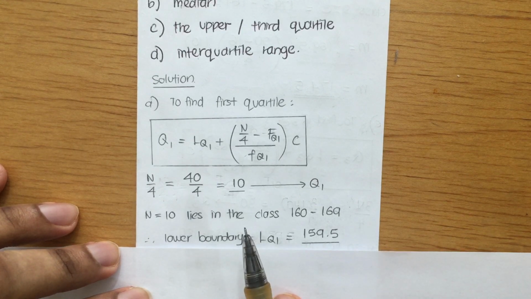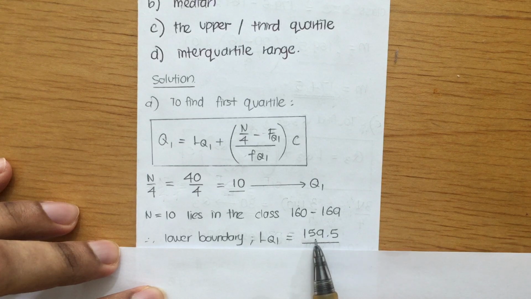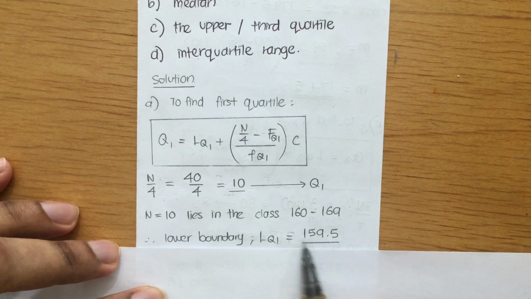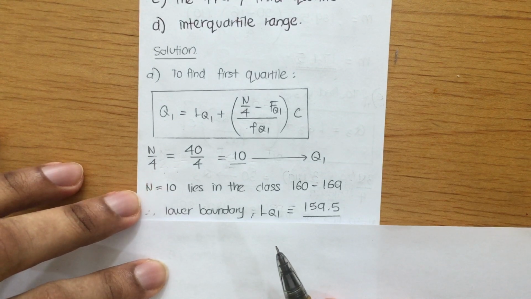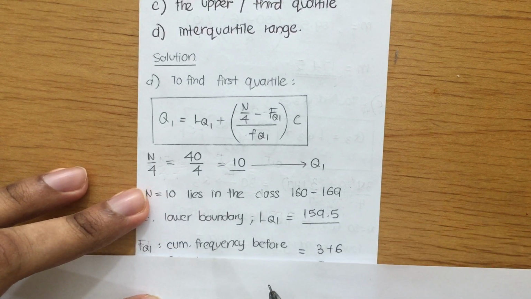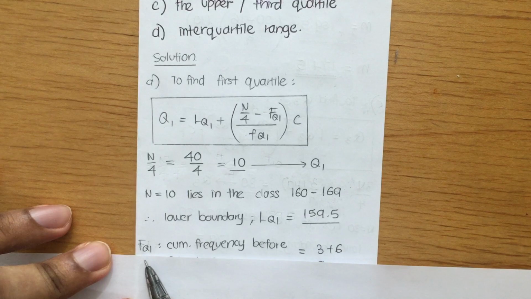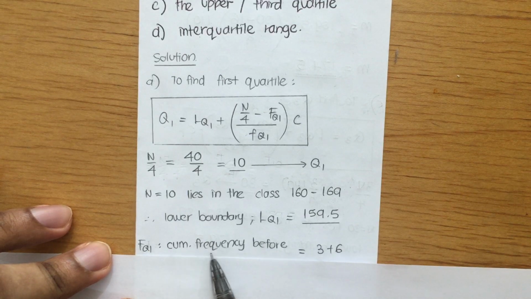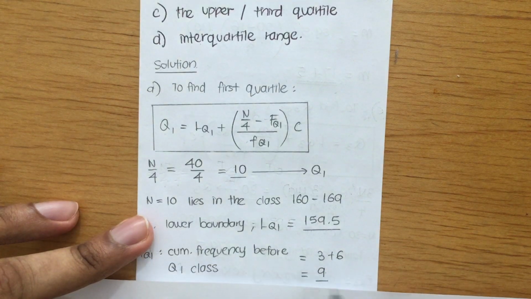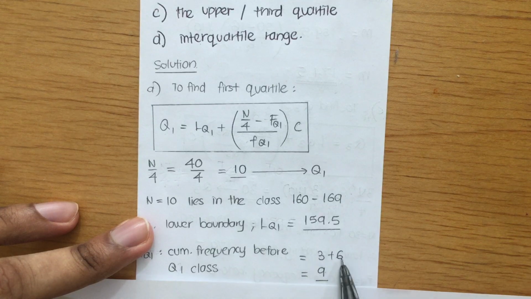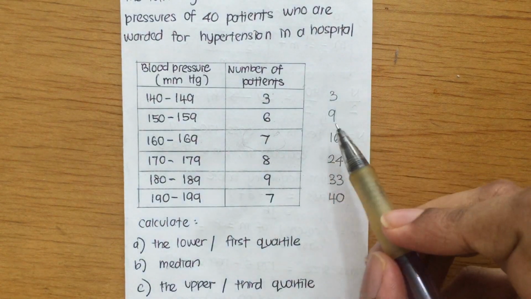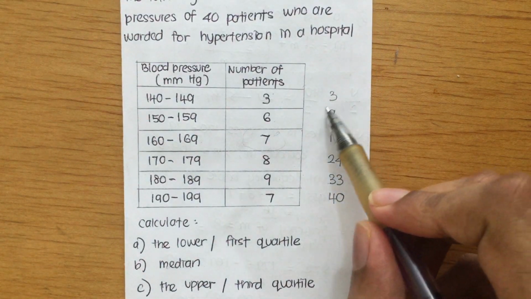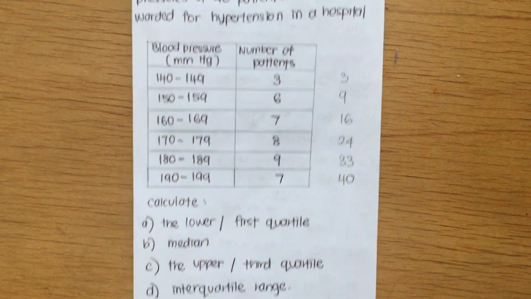So how did I get it? 159 plus 160 divided by 2. So you get 159.5. Okay, proceed to the next step. So the capital letter F Q1 represents the cumulative frequency before the Q1 class, which means 3 plus 6 is 9. So you'll be taking the value right before the Q1 class, which is the 9 over here.